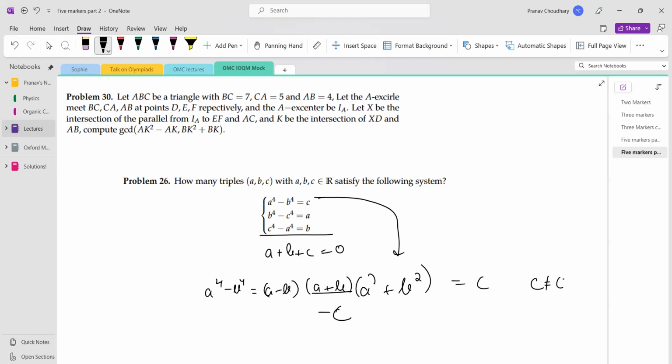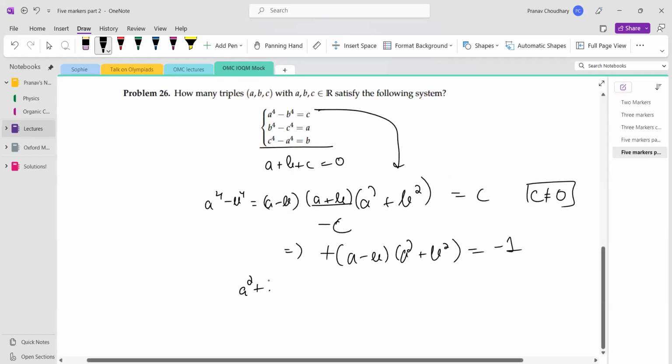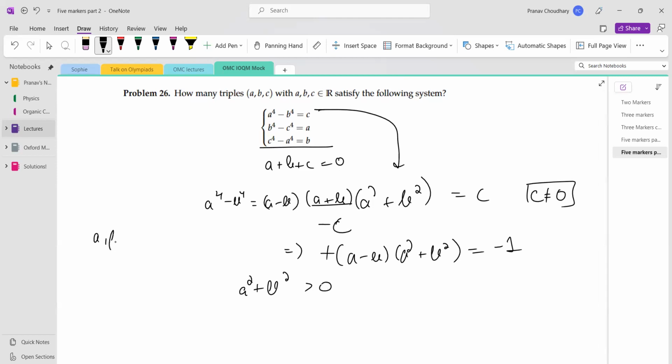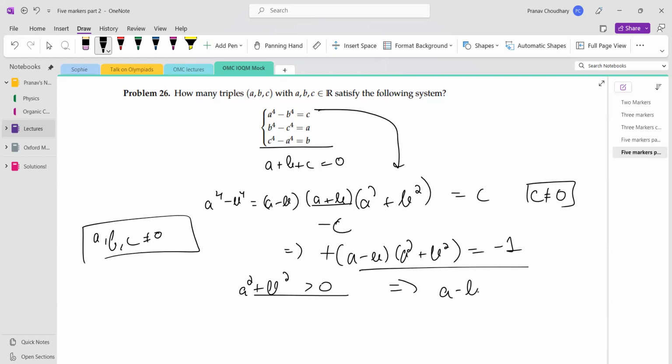So assume c is not equal to 0 for now. Then you'll get that minus a minus b times a square plus b square equals 1. Or let's just do minus 1 here and multiply by minus 1. So we know that a square plus b square is greater than 0. Let's just assume that none of a, b, c is 0 for now. So then this will be greater than 0, right? This implies for this to be true, a minus b must be less than 0. Similarly, you'll get b minus c is less than 0 and c minus a is less than 0. So if you sum all of these, you'll get 0 is less than 0, which is not possible.